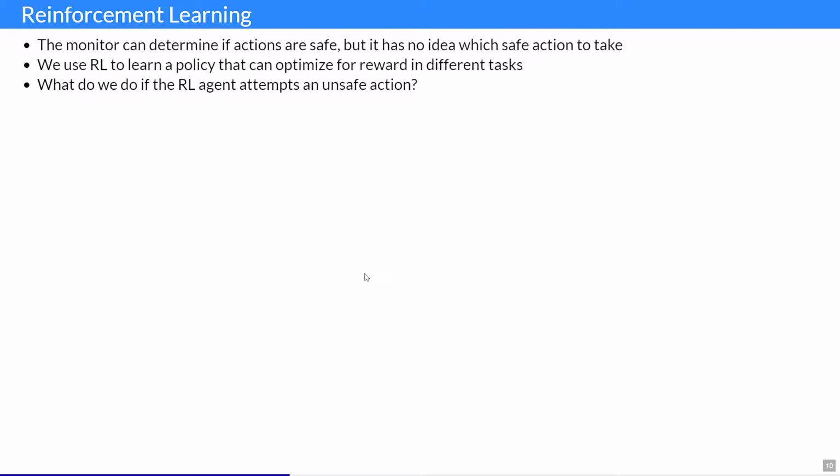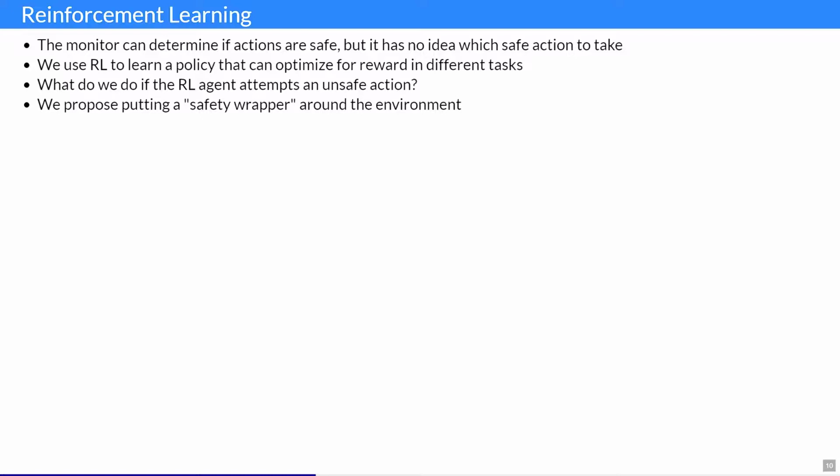Now that we've extracted the symbolic states and verified our monitor, we're ready to begin reinforcement learning. The monitor can determine if the actions are safe, but it has no idea which safe action to take. So reinforcement learning will give us a policy that can take actions that will optimize for reward in different tasks. However, we quickly run into the problem of what to do when the reinforcement learning agent attempts an unsafe action. We can find a safe action using the monitor to take instead, but we have to decide what feedback to give to the reinforcement learning agent for its learning process to continue.